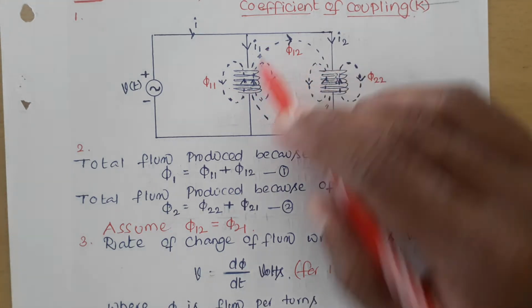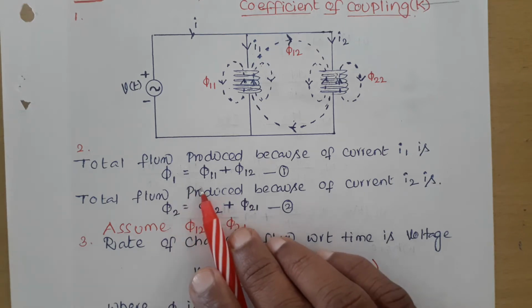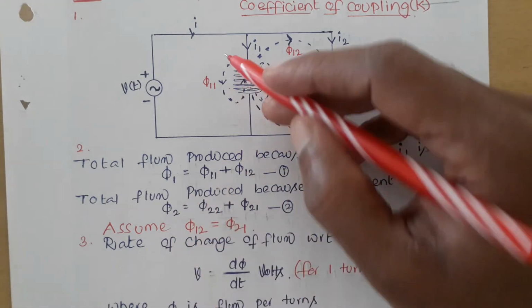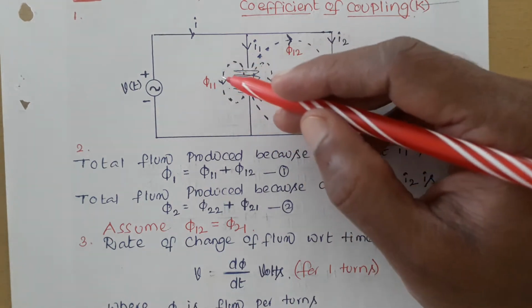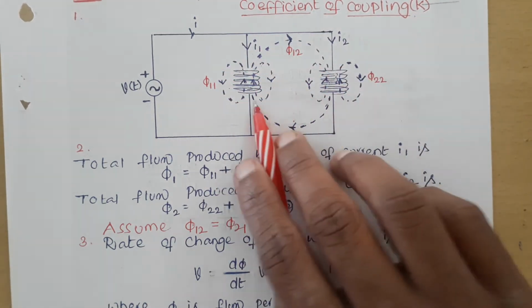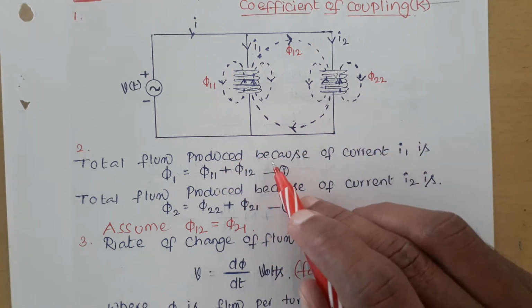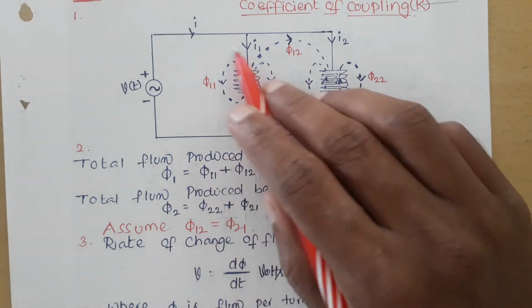So I1 produces flux phi 1, and this phi 1 is divided into two components. The first component is the flux which touches only that coil, which is called leakage flux. The flux which is touching both the coils is called useful flux. Phi 12 is useful flux. Phi 11 is called leakage flux.